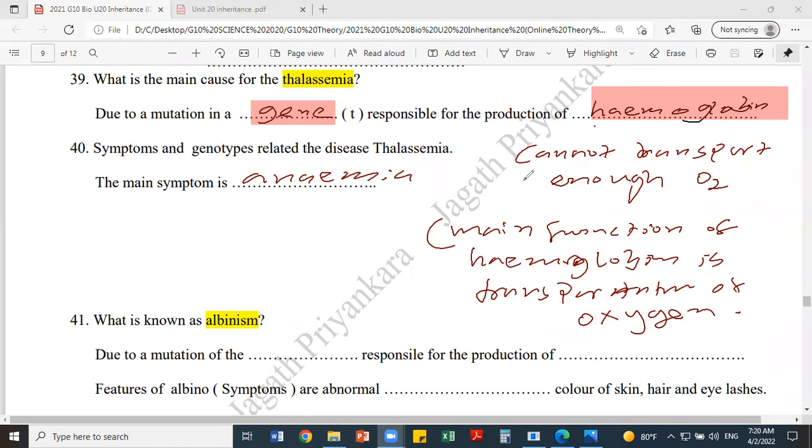Those things they can also ask, if you get a question under this in the oral paper. So you can write the symptom: for thalassemia, the main symptom is anemia, lacking enough red blood.